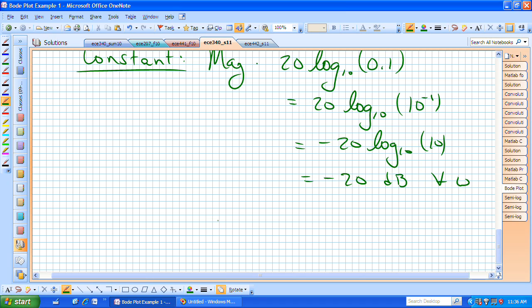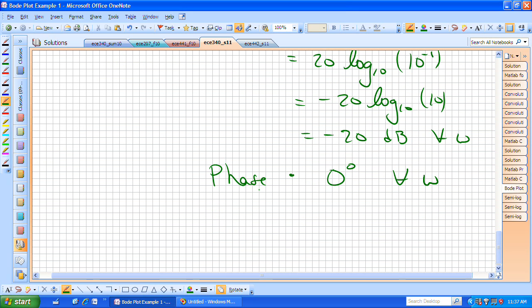Our phase of that constant, because it's a positive real number, is going to be 0 degrees for all frequencies. In looking at these terms, I like to work my way from lowest frequency to the highest frequency. We have our constant, and then in this particular transfer function, the first break that we come to is a pole, and that is our pole at s equals minus 1.